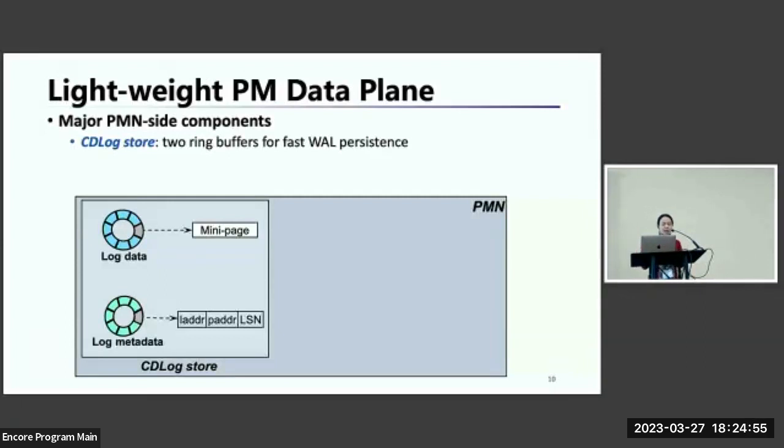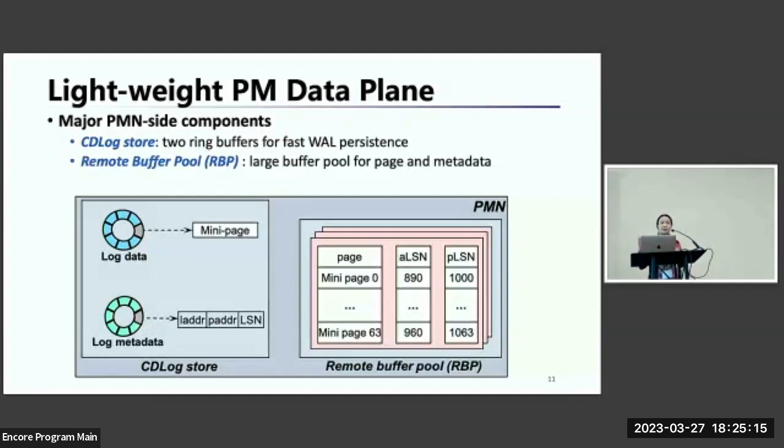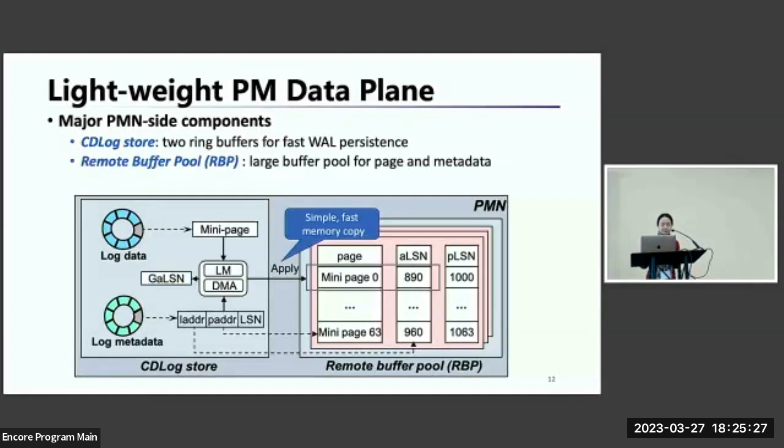And at the PMN side, we have two major data structures. One is the CD log store, which are basically two ring buffers, log-free, that allow us to do high-speed WAL flushing. Okay? And finally, the big bulk data storage is a RBP, remote buffer pool, which is a large pool that holds both the page data and the metadata. And because the logs are designed to be physical, our log application is now very simple and fast memory copy.